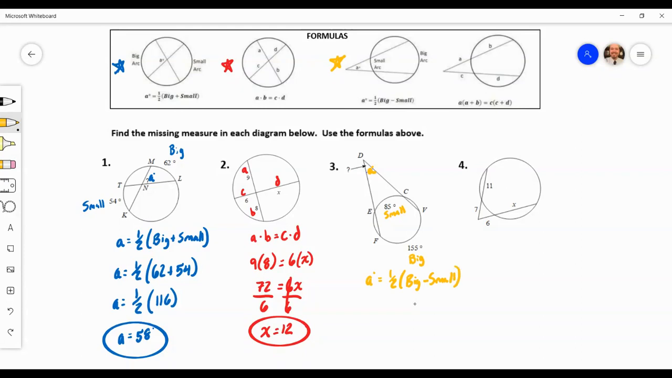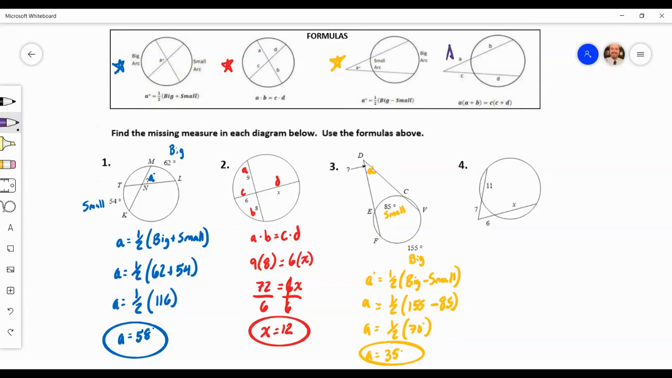We'll go ahead and substitute in our values now. A will equal 1/2 our big arc, 155, minus our small arc of 85. Therefore, A will equal 1/2 of 155 minus 85, which is 70 degrees. And half of 70 degrees is 35 degrees. 35 is our final answer.